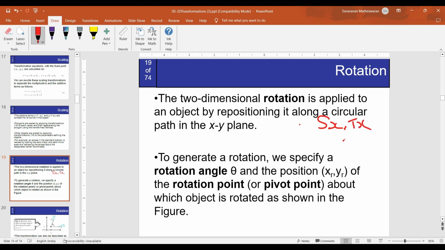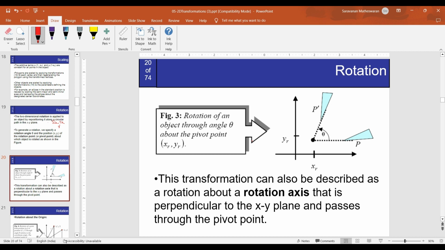The rotation is given as R, with the point XR comma YR. XR is the rotation point, the pivot element. For example, we have an object and we are rotating it by 40 degrees. The object is going to be rotated by that angle in the XY plane.